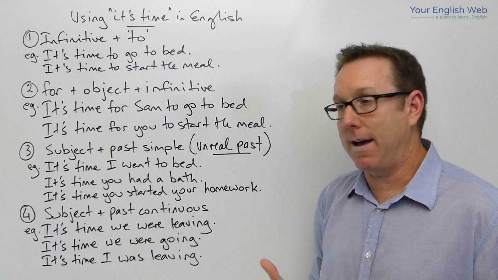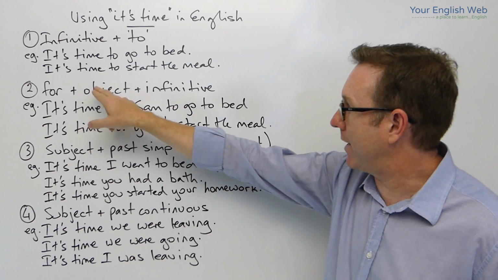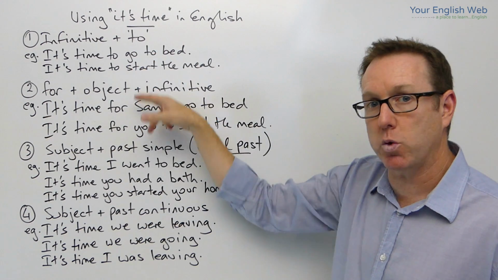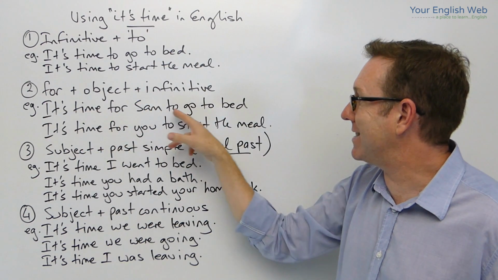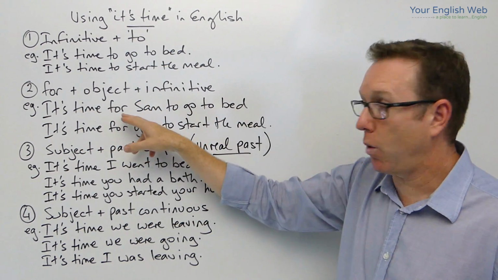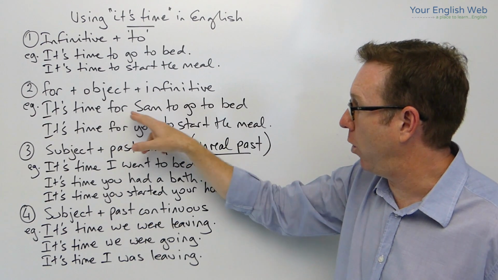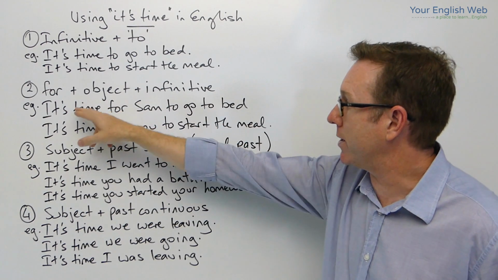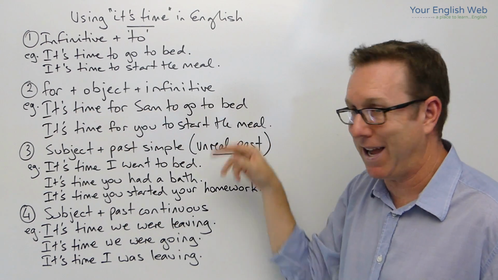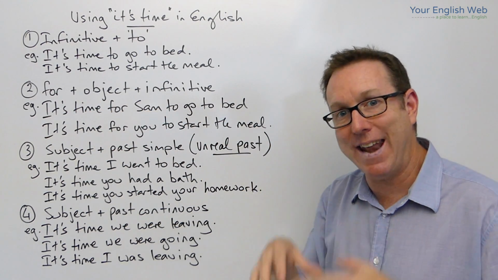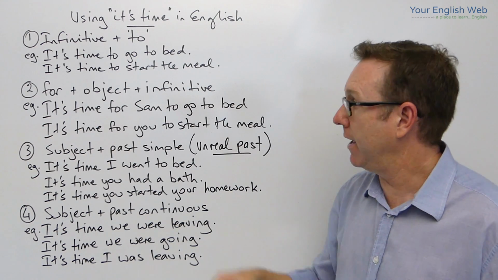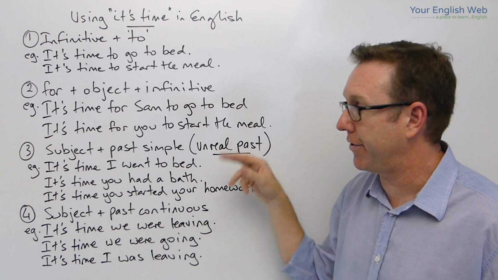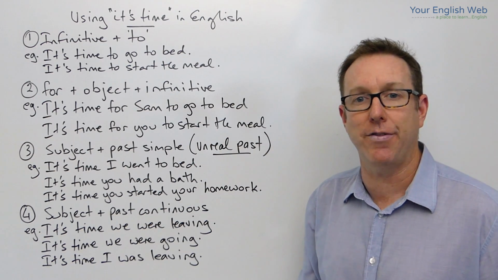The second structure is for plus object plus infinitive. Same meaning as the first one. It's time for Sam to go to bed. So what we're doing here is we're putting the for plus object and the same infinitive structure. So it's time for Sam to go to bed now. And this one here, again, it's time for you to start the meal.